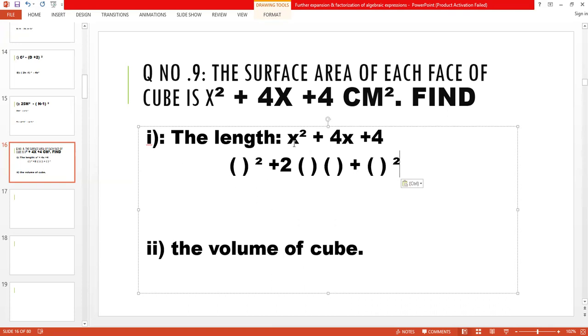Now we have to put the values. Look at the first term. In the first term, it is given x square. Which variable do I have to multiply 2 times to get x square? Obviously x. So here I have to write x. Again here I have to write the first term, that is x. For 4, which same number do I have to multiply 2 times to get 4? Obviously 2. So here you have to write 2.